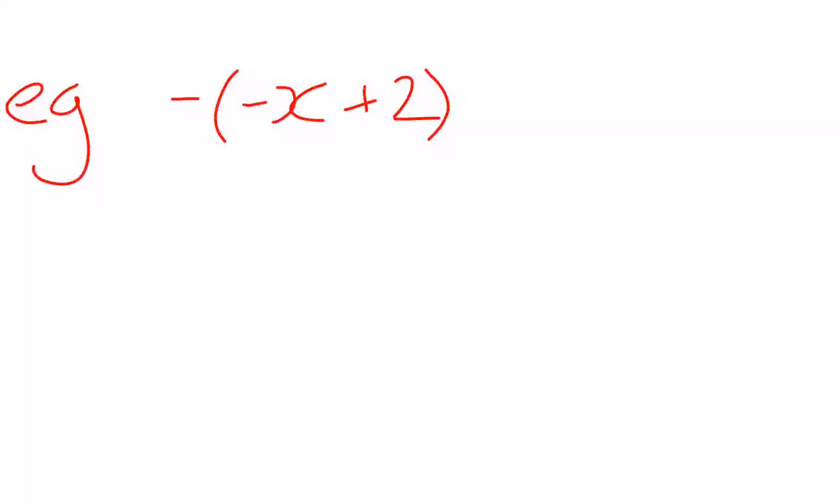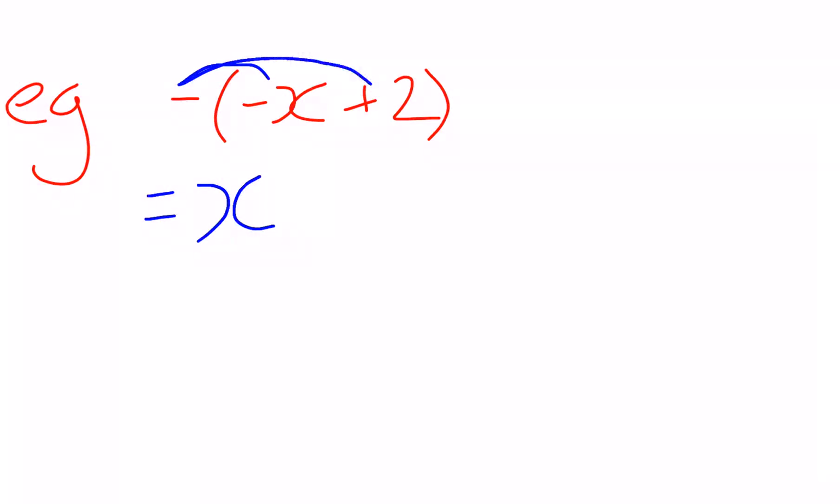Another example. Here I've got a -1 out the front. Just a minus in front of a set of brackets means there's an invisible 1 out the front. Let's get rid of that. So -1 times -x. Negative times a negative is a positive. 1 times x is just x.